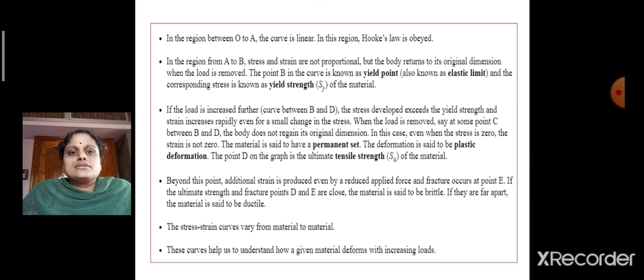Beyond this point, additional strain is produced even by a reduced applied force, and fracture occurs at the point E. If the ultimate strength and fracture points, that is D and E, are close, then the material is said to be brittle. If they are far apart, the material is said to be ductile.